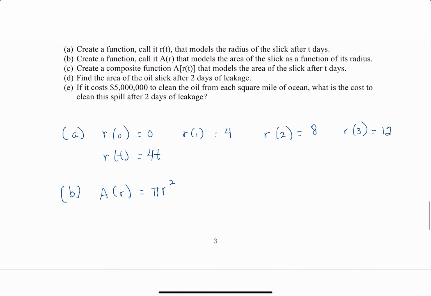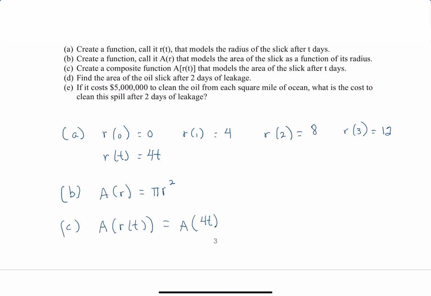Now in part C, we're asked to create a composite function, A of r of t, and I used square brackets in the problem because that's what the book used, and that's fine. It's maybe a little more usual to use all parentheses, but whatever looks better to you is fine. So what is this composite function going to be? Well, we're using r of t as an input for area.